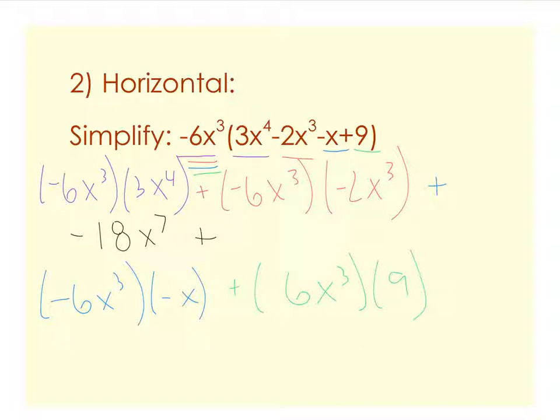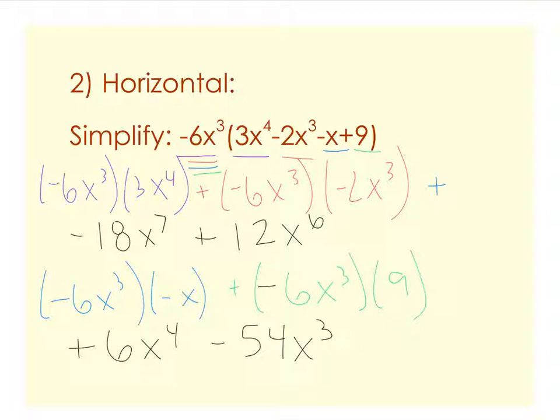I'm going to add to that negative 6x cubed times negative 2x cubed, and that will give me 12x to the 6th. And then down in blue, negative 6x cubed times a negative x will give me 6x to the 4th, again positive, because negative times a negative is a positive. And last in green, 6x cubed, oh, doesn't look like the negative is there. Add that negative there so I can see that, times 9, and that should be negative 54x cubed.